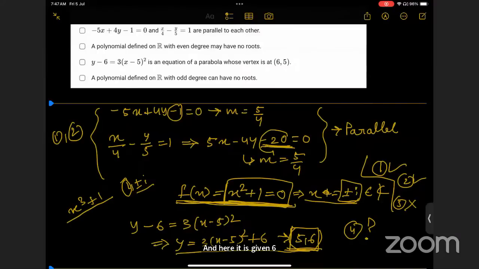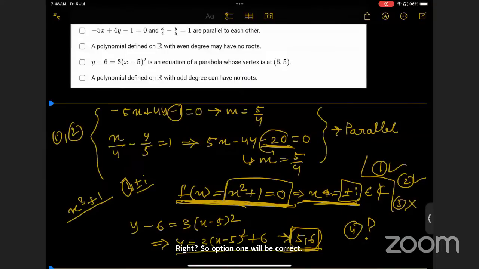So we are taking any polynomial for the second option, or the one which is given? No, they said that a polynomial defined on R with even degree may have no root. That means there may be some polynomial with even degree that has no real root. So we can find an example of a polynomial which is of even degree and doesn't have any real root. So option 1 will be correct, because x square is equal to -1.